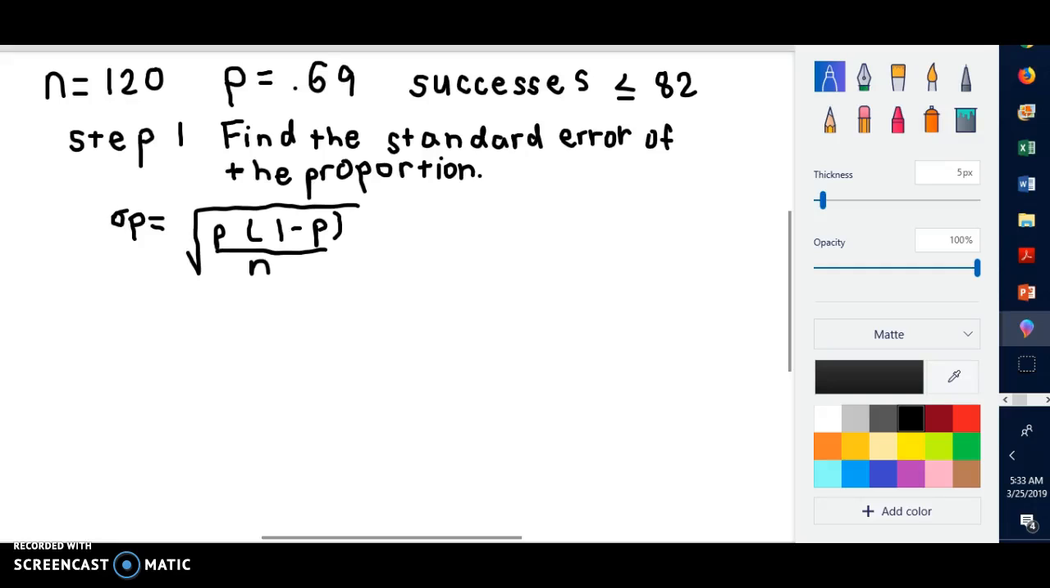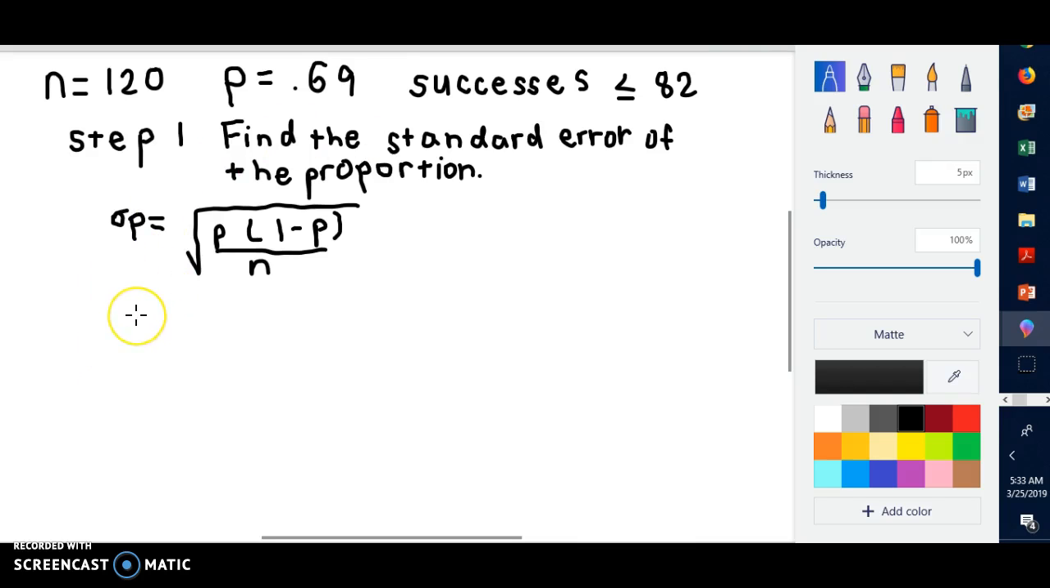Okay, so I'm going to help you find the probability of 82 or fewer students. I have set up the problem. We were given n equals 120, p equals 0.69, and we need to find the probability that there are 82 or fewer students, so the successes are less than or equal to 82. Step one is to find the standard error of the proportion.